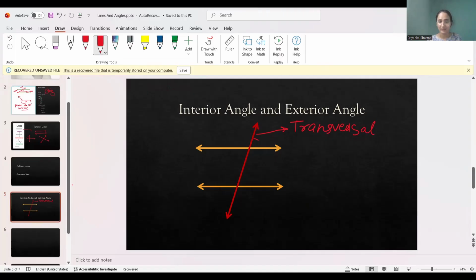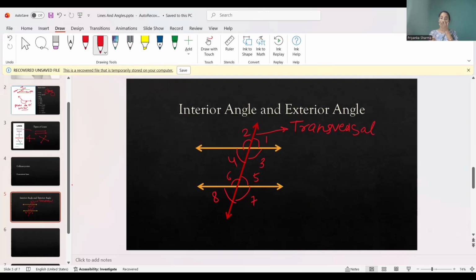They are like this angle. I'm giving the names angle 1, angle 2, angle 3, angle 4. Here also angle 5, angle 6, angle 7, and angle 8. These are some angles which will be formed by the intersection of this transversal line and the parallel lines.